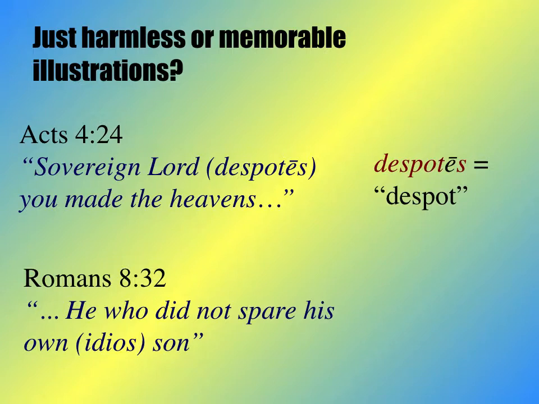Here's another example. Romans 8:32 says, God did not spare his own son. The Greek word for own is idios. We, of course, get the word idiot from idios. God did not spare his idiot son. Well, of course, that's absolutely wrong. That is not what the word means. The word means his own. So we shouldn't take a later derivation and impose it back onto the word.